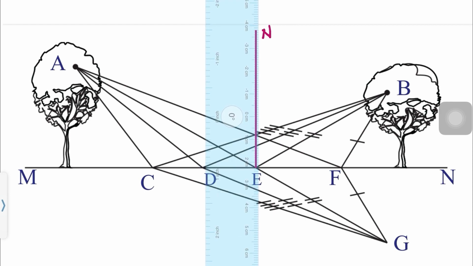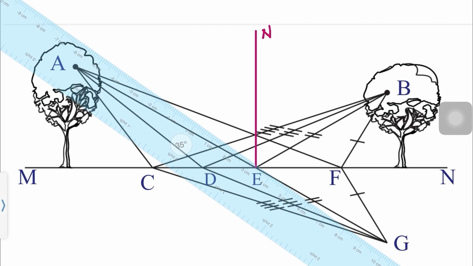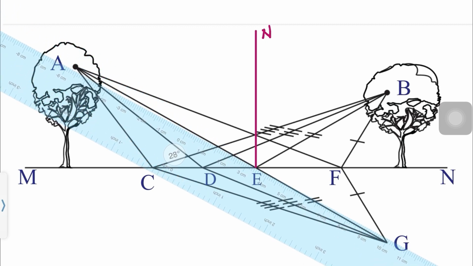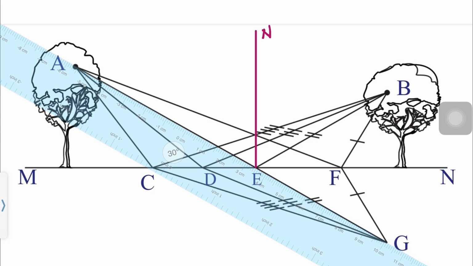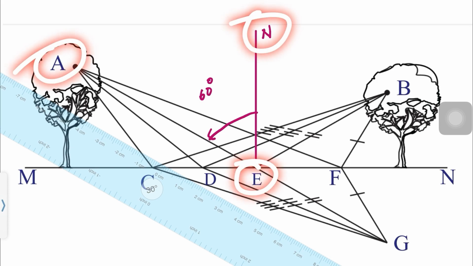We have to measure with respect to the normal, means we are going anti-clockwise. So whatever the angle we get, we have to remove it from the 90. So we have got the angle 30, means 90 minus 30 is 60. It means the crow is making an angle of 60 degrees in the path A, E, N.